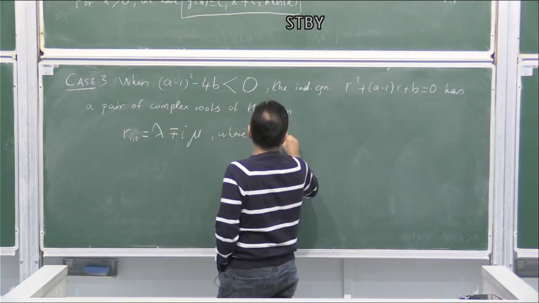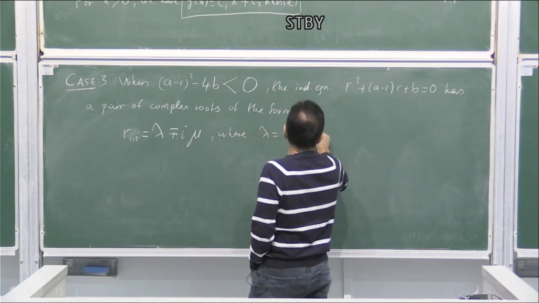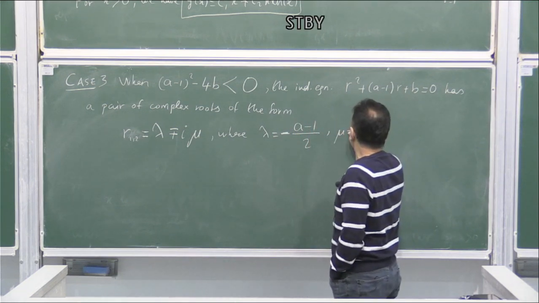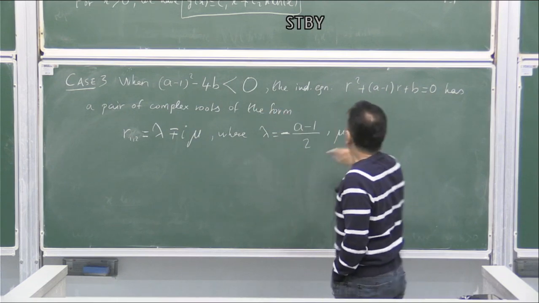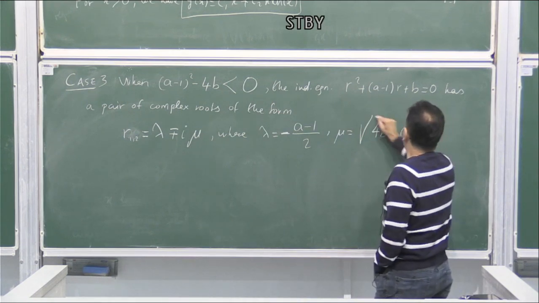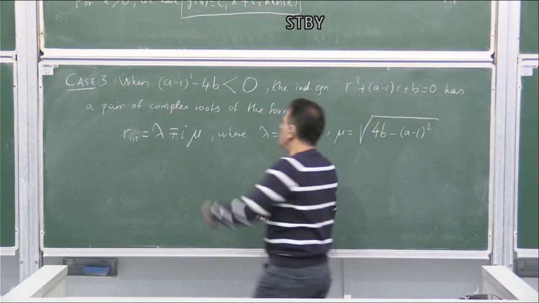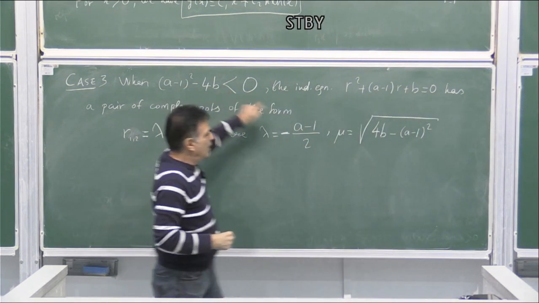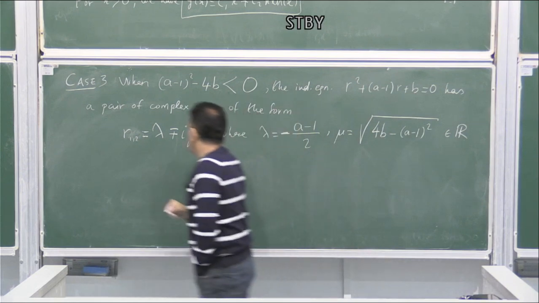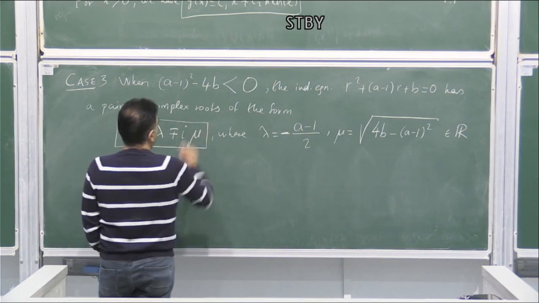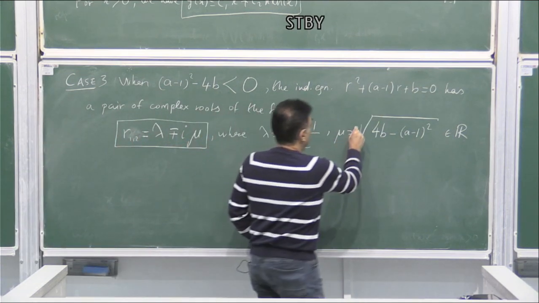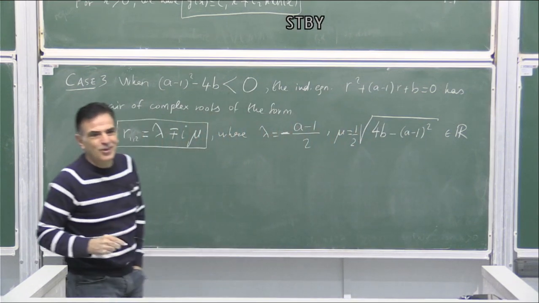where lambda is again minus a minus 1 over 2 as defined in the first case. And what is mu? Mu is the square root of 4b minus a minus 1 squared, divided by 2. Okay? Please be careful. A minus 1 squared minus 4b is negative, so this is positive. So mu is clearly real. According to the very well-known formula for the roots, we get this solution over 2. Do not forget writing 1 over 2.